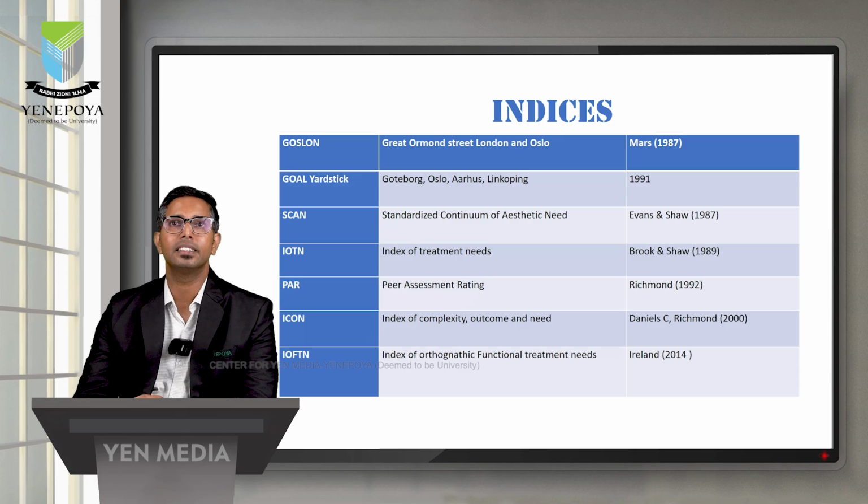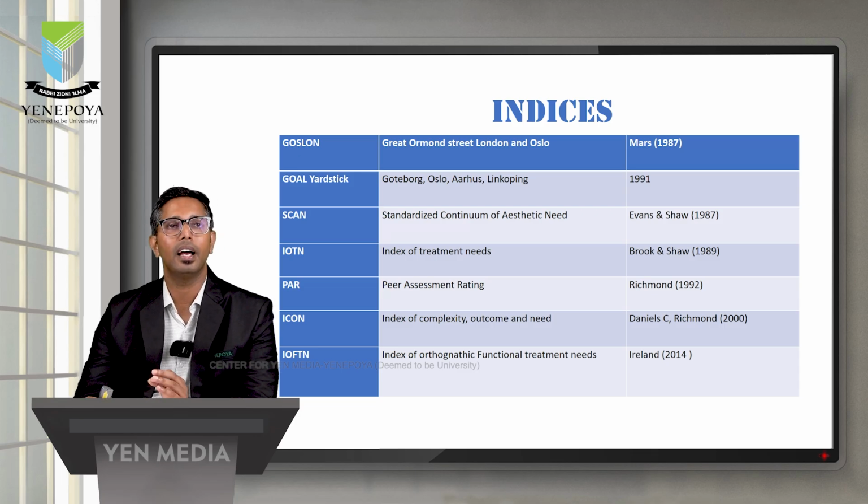Next is the indices. Who has found these indices is usually the normal question which is asked. GOSLON, what is it called? It is called the Great Ormond Street, London and Oslo, given by Mars in the year 1987. Gold yardstick, given in 1991. SCAN, standardized continuum of aesthetic need, that's Evans and Shaw.